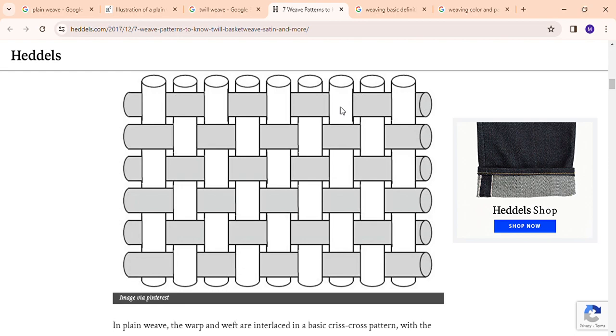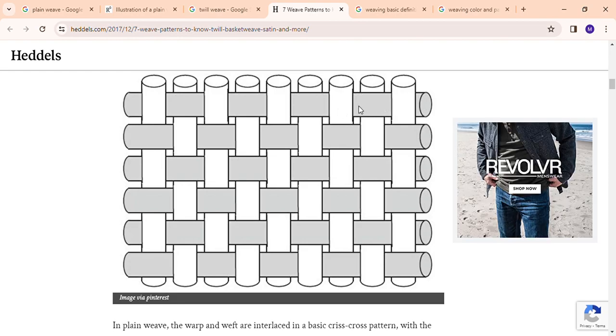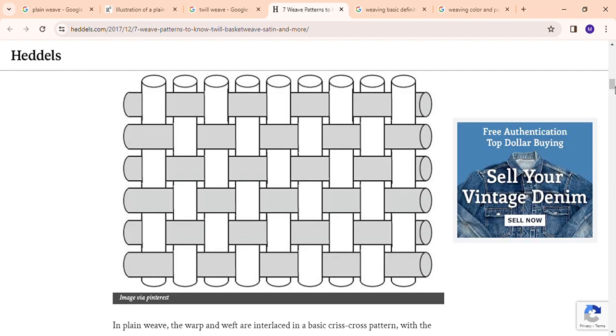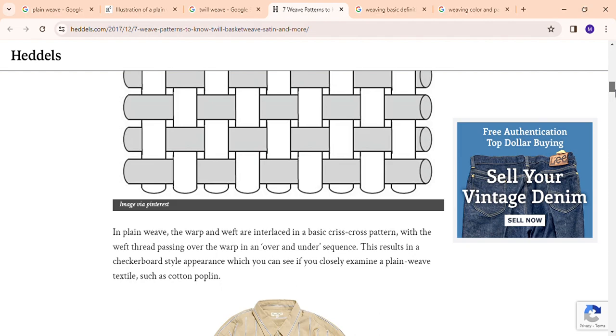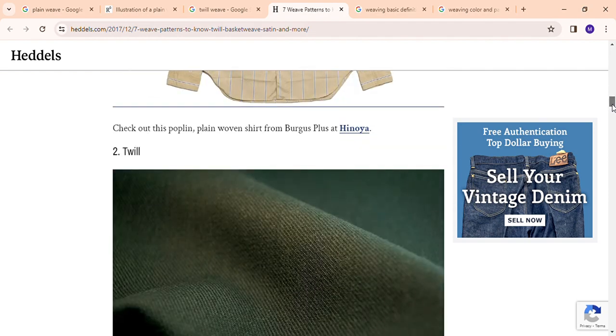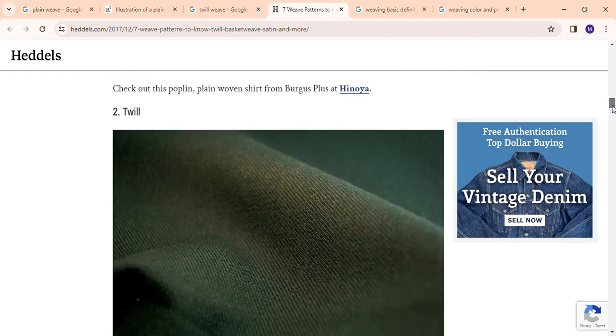You just use them according to your weft thread, like this gray one. So this is one up, then one down, one up, one down. So it is a plan B. So okay, one up, one down. So number two, we are here. Number two is a twill weave.